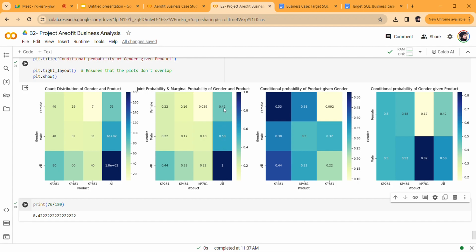Okay, how are we going to read the marginal probability? We read it as how many females are interested in our product, any product, and how many males are interested in our product. This is 0.58. And this marginal probability we read as how many people are interested in KP281, which is 0.44, how many are interested in KP481, and how many are interested in KP781. So you are able to see these three probabilities here.